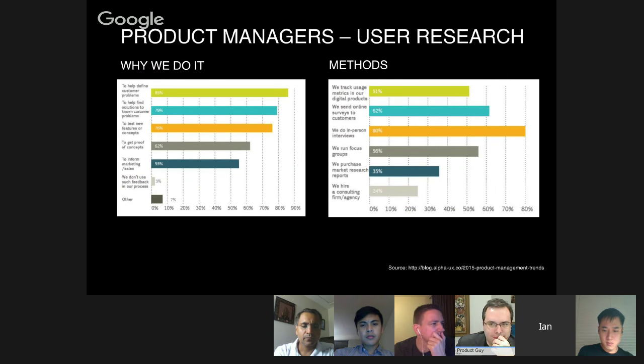Product managers, getting back to that survey that we were starting to look at a little bit earlier in the talk, the idea here in terms of why we do it is to help define customer problems and help find the solutions. Those are the two big ones. And you can see some of the methods that people use, in-person interviews being, as I mentioned, one of my favorites, and online surveys being a very popular way, a very different type of data that you're getting. I think the market research reports, things like that, are great, but you get more and more removed from it.